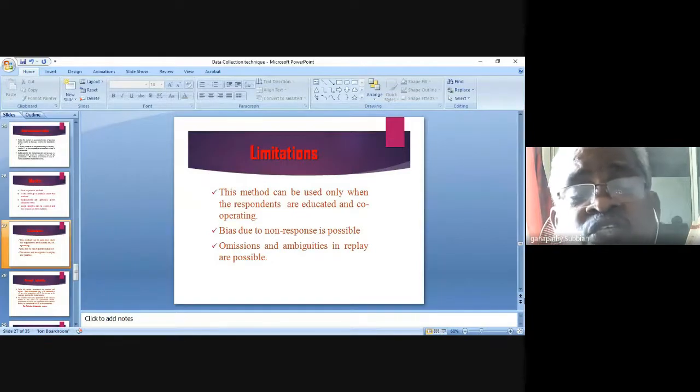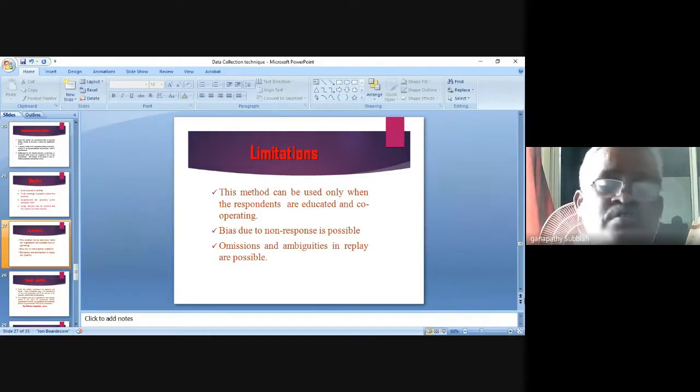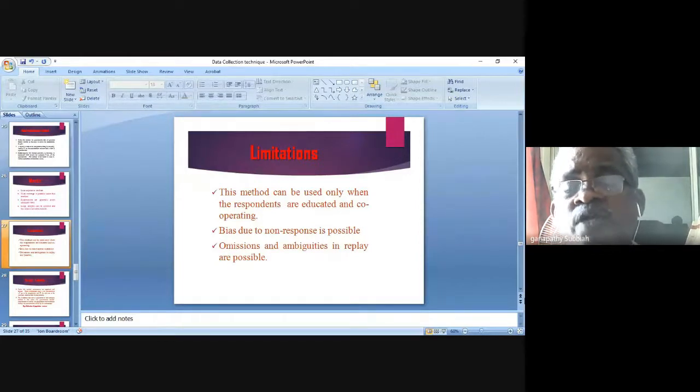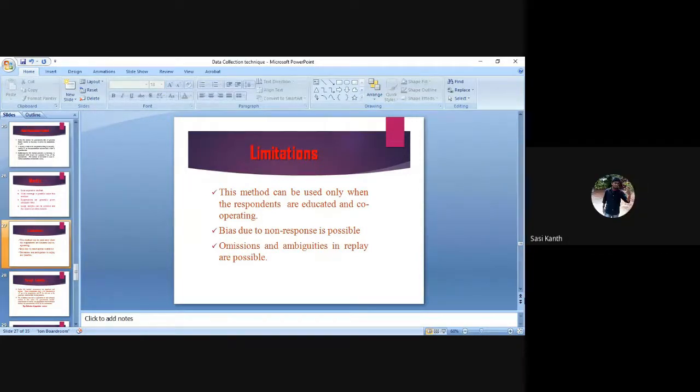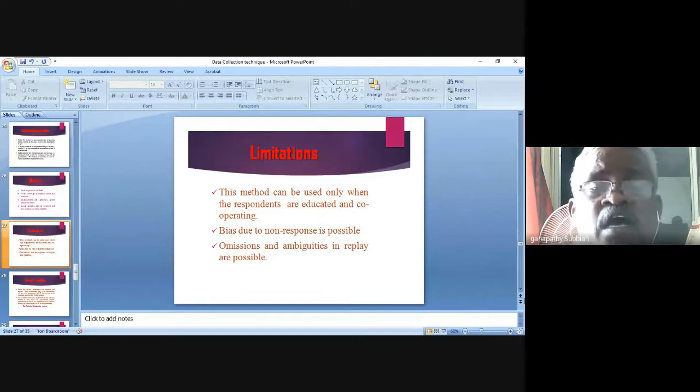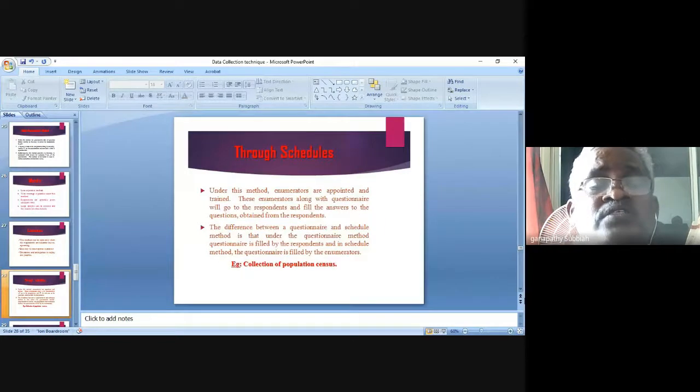It is of a biased nature. Here, omissions, ambiguities and replies are possible. Omissions and ambiguities in replies are possible under the mailed questionnaire method.